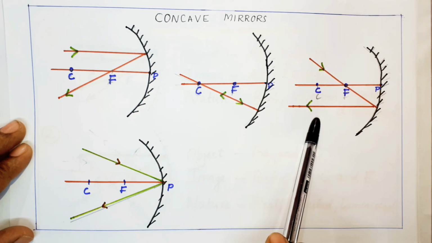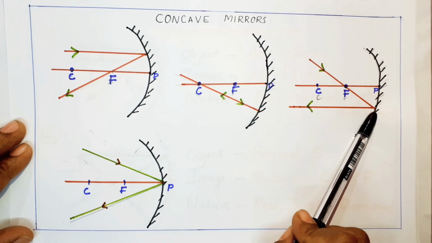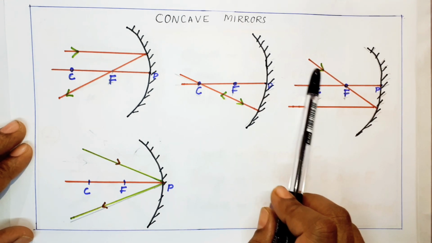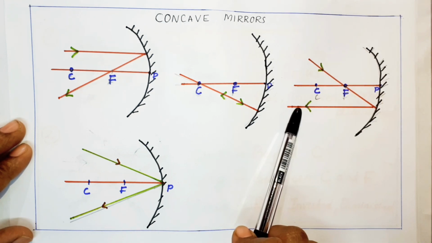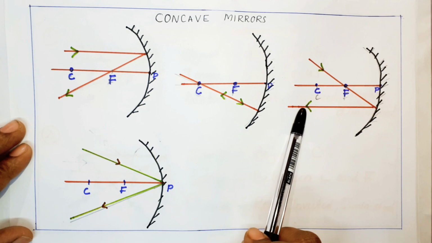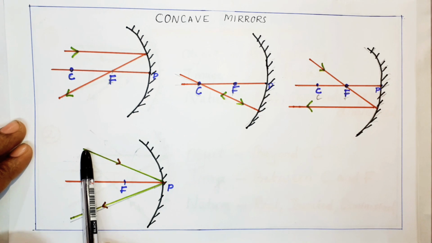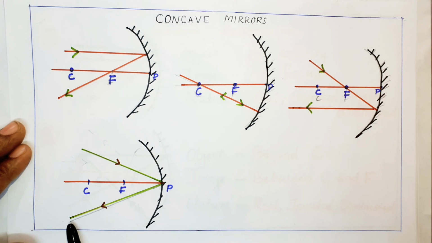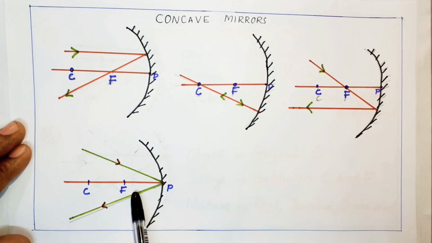The third main point is when a light ray passes through focus, it reflects as parallel. When a light ray passes through the principal focus, after reflection it goes parallel to the principal axis. The last one is when a light ray is incident at an angle at P, it will reflect with the same angle, because we already discussed the law of reflection: angle of incidence is equal to angle of reflection.